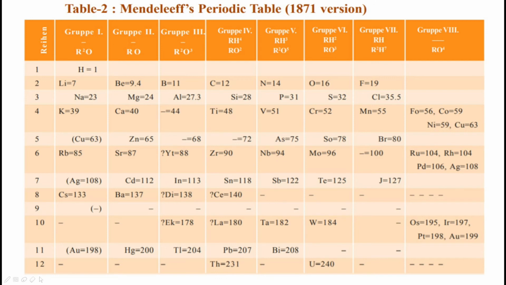Elements of the second column react with oxygen to form compounds with the general formula RO. For example, beryllium, magnesium and calcium, when they react with oxygen, form their compounds. Mendeleev tried to explain the similarities of elements in the same group in terms of their common valency.